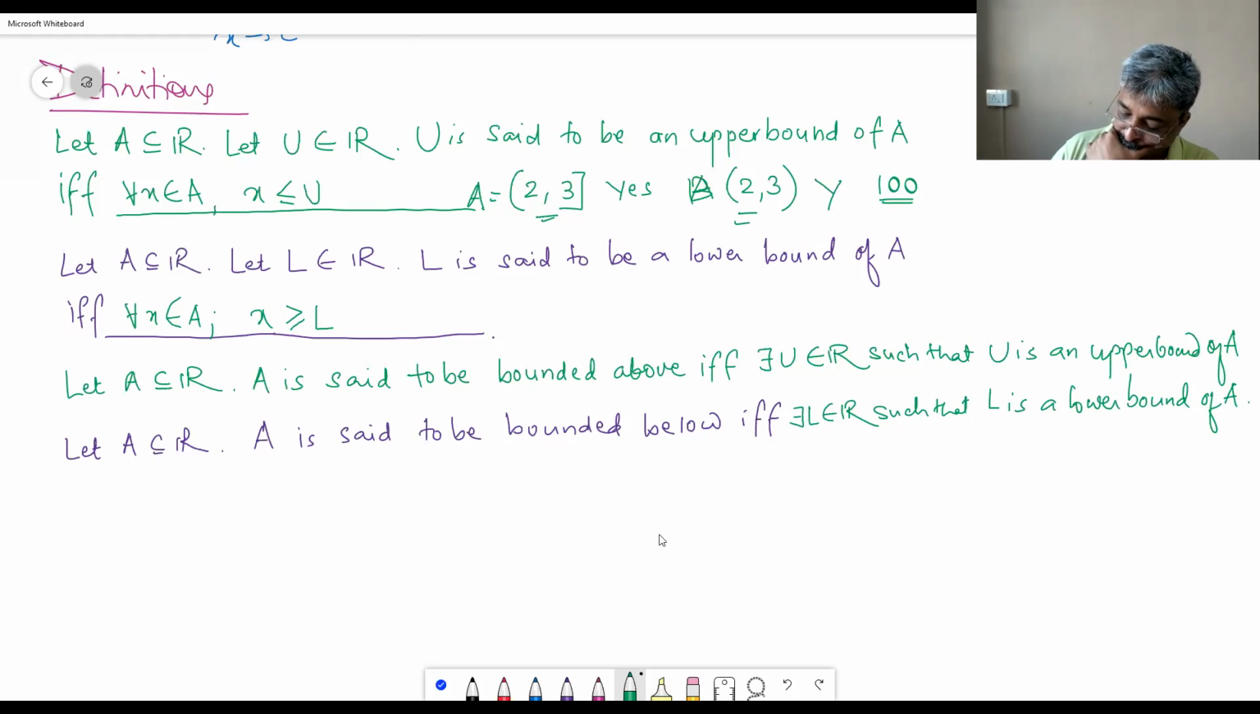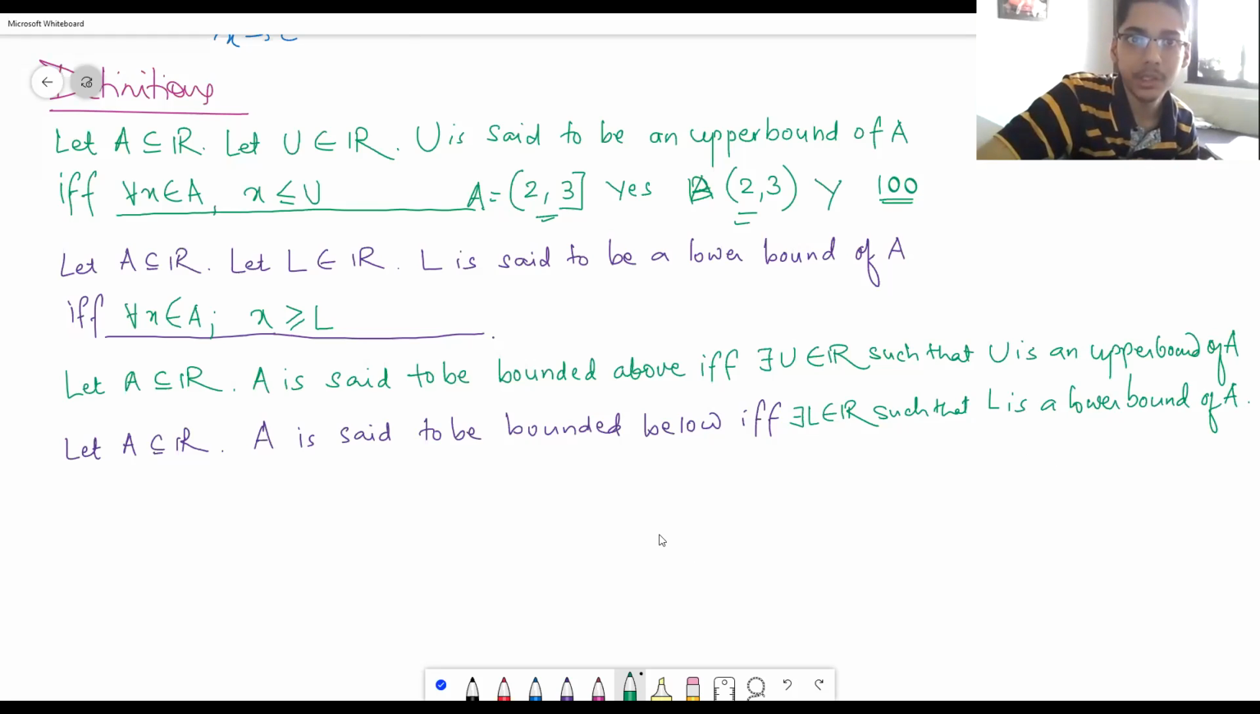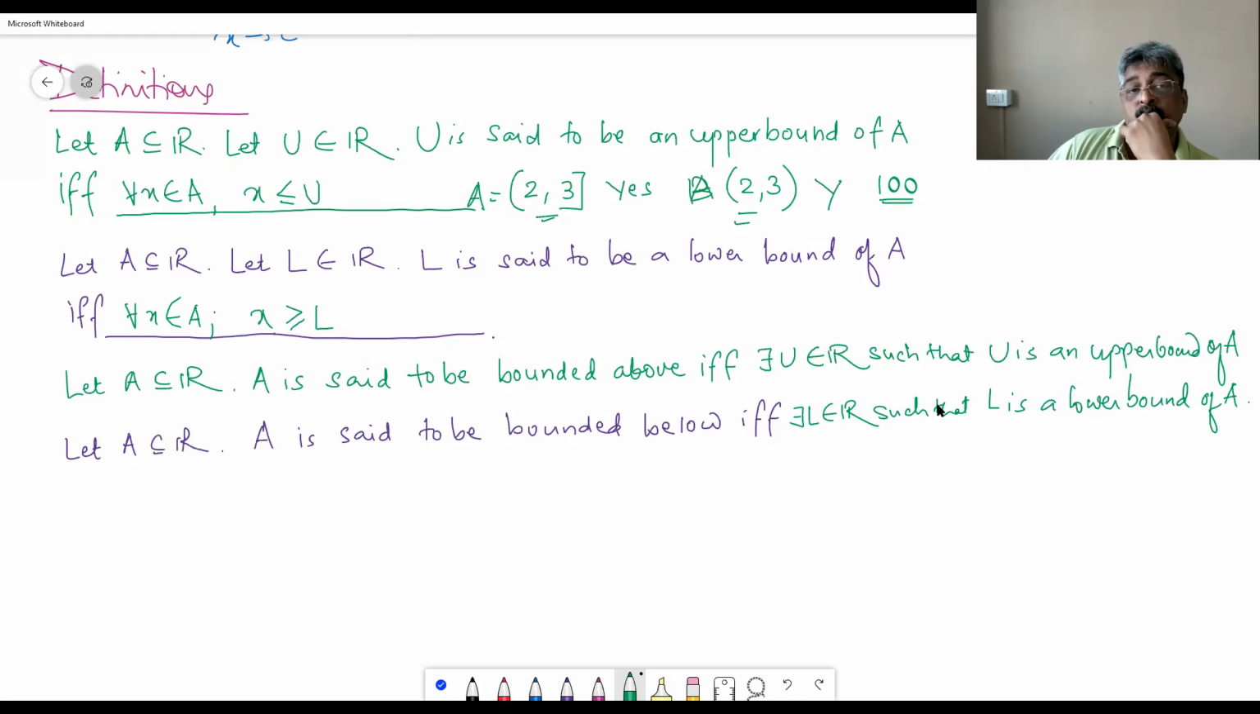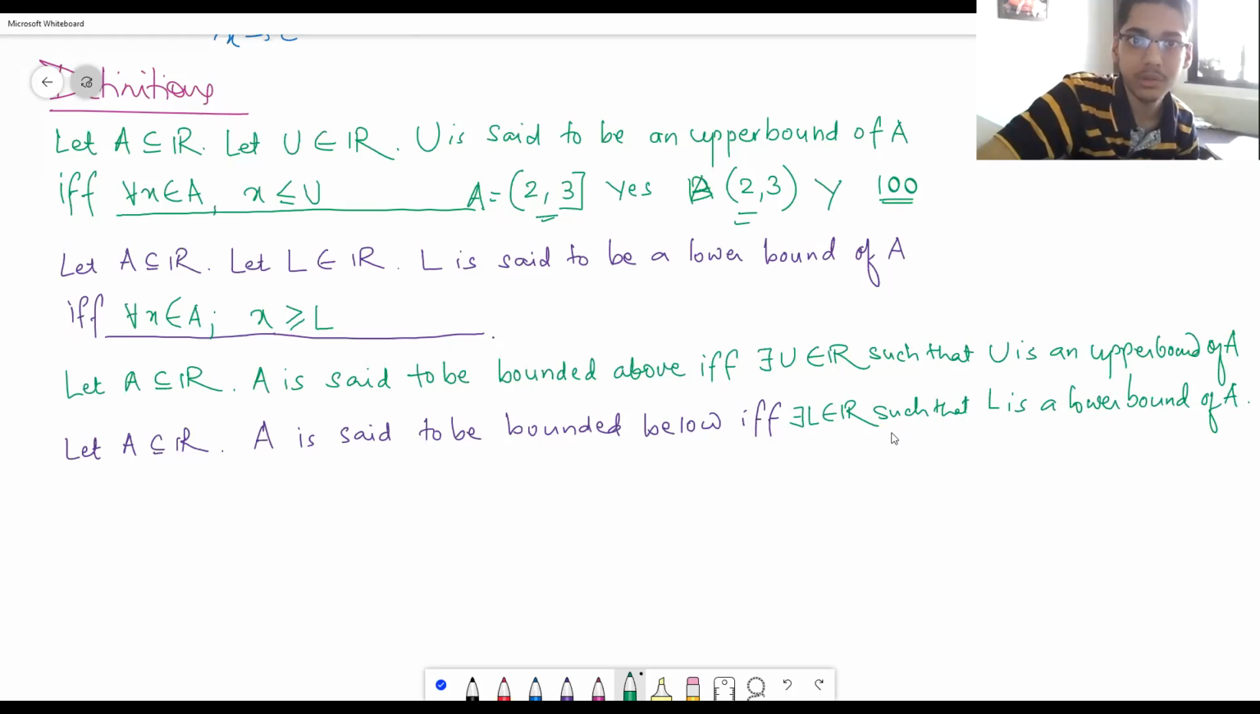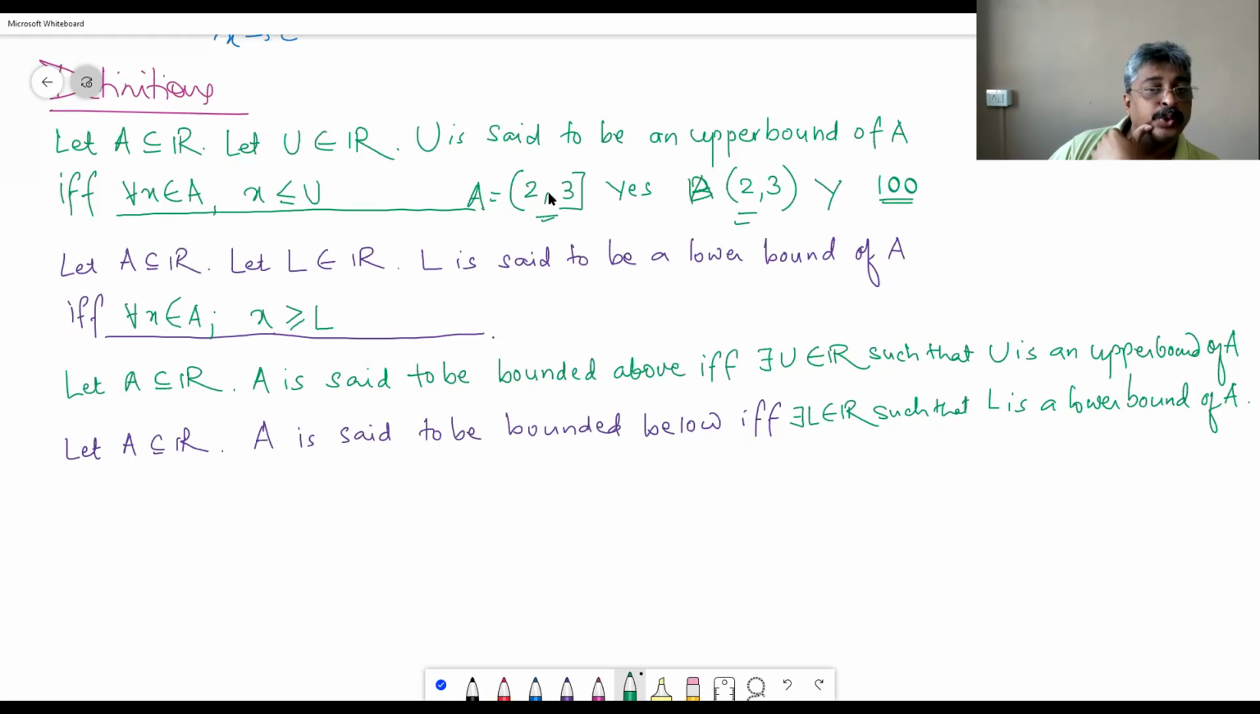Sir, shouldn't the infinity condition also come, for U or L being infinity? No, U is a real number, L is a real number. Infinity, plus or minus, is not a real number.